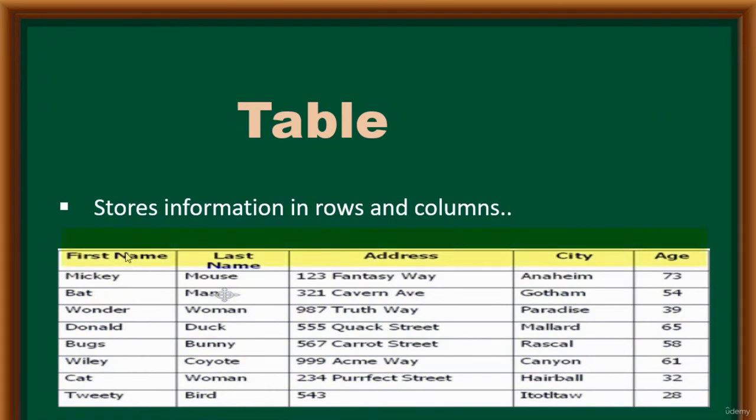They are horizontal, and they represent unique records in a table. The columns or fields are in blue, and they are vertical. So age, city, address, last name, and first name can be referred to as columns or fields in a table, while the rows here are referred to as records. So each record should be unique in a table.